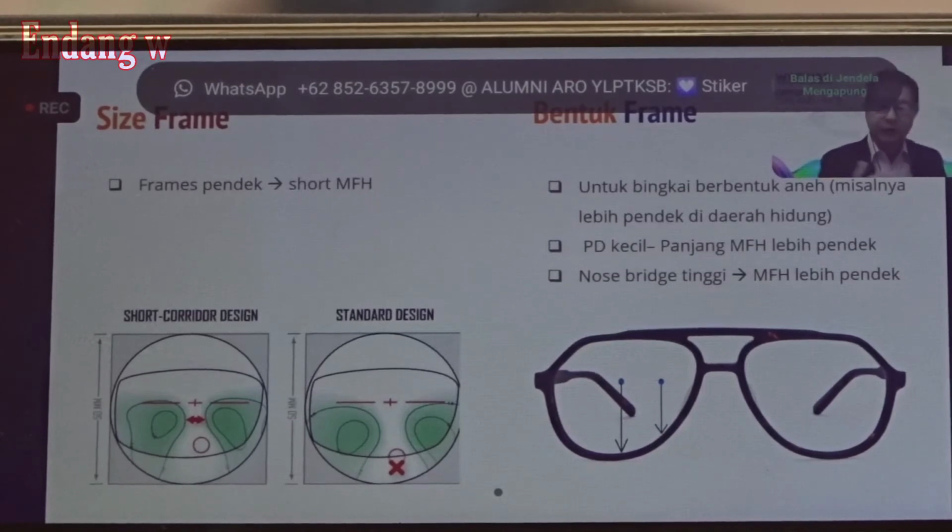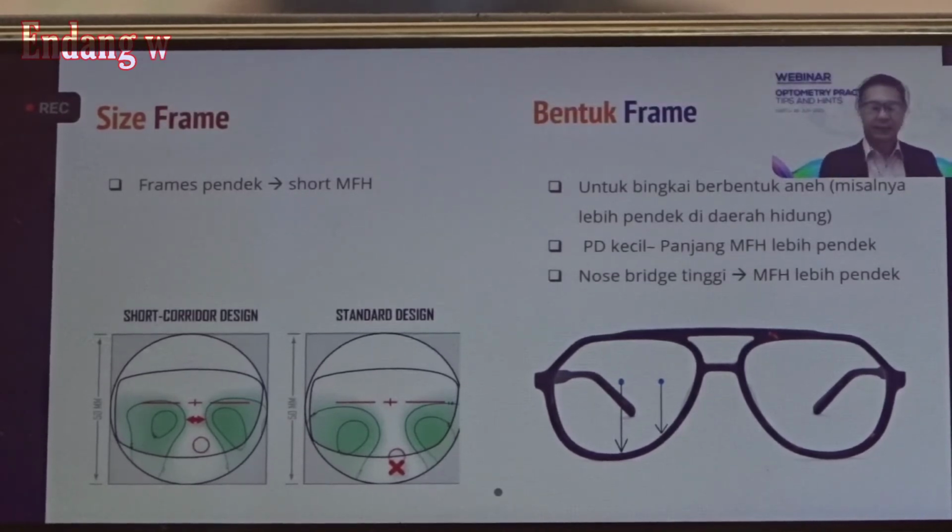So the frame shape, as in the picture on the PowerPoint, this is an aviator shape. Okay, aviator shape, number one, because of the curve, if you are looking at somebody using this design with a very small PD, you realize that the minimum fitting height for this small, short PD will be shorter. If you use something of the same design, but the PD is a bit further, then you can use a longer corridor or even a longer fitting height design. So the frame shape will matter here. So the next PowerPoint, the next slide.